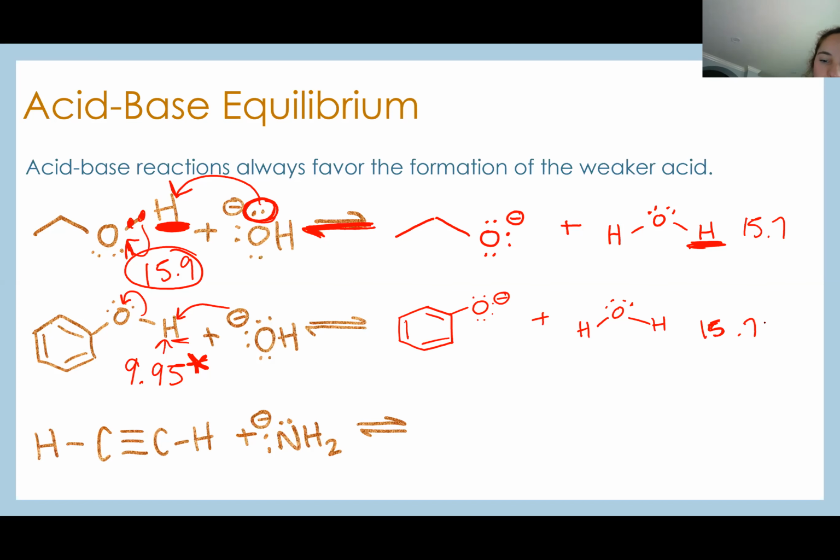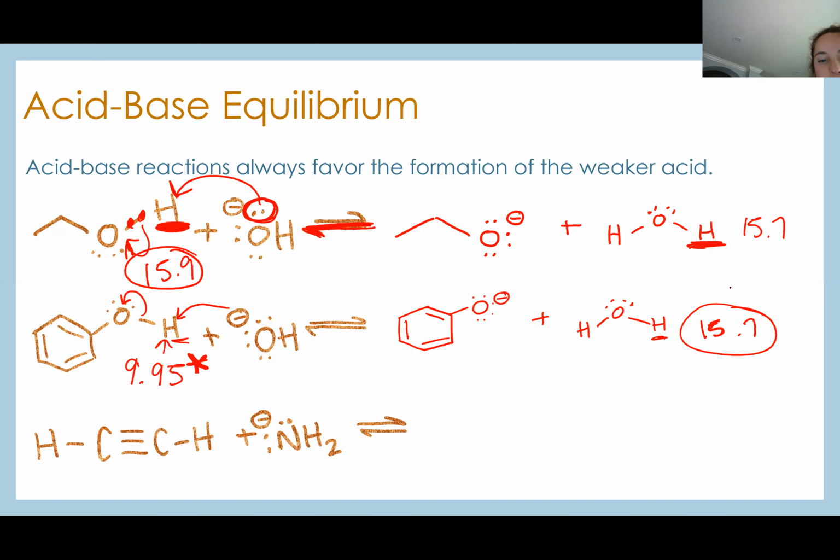Okay, so here are our 2 pKa's again. If we're comparing 9.95 and 15.7, which acid is the weaker one? Is it phenol or water? Water. It's the water, right? So remember, we're looking for the bigger number. If we're looking for which one is the weaker acid, we're looking for the bigger number.